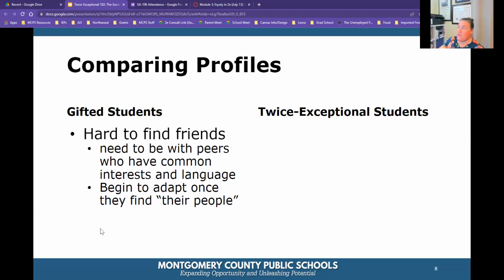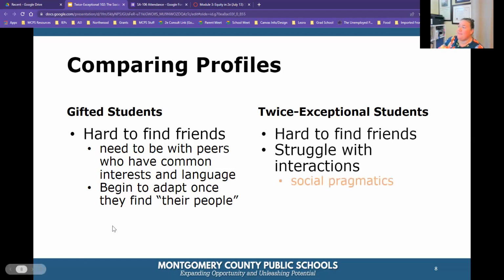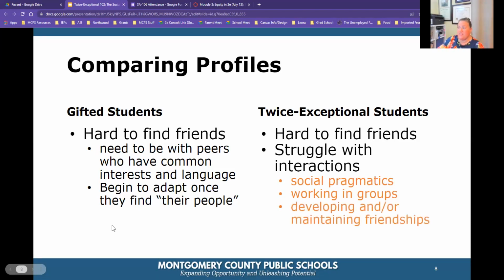Twice exceptional students also are often looking for their people. Their struggles in interactions go beyond just not finding their people, because even when they find their people, they still have trouble sometimes connecting, developing, and really maintaining long-term friendships. Their social pragmatics can be impacted. One thing I talk about frequently is part of what I do when I work with my students, especially my students with autism and ADHD. It's not just about saying that it's okay that you're wrong sometimes and other people are right sometimes, but having to teach them that other people's opinions have value too.